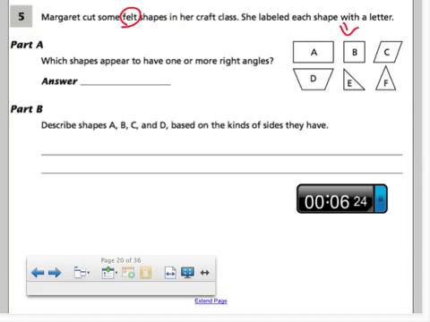Which shapes appear to have one or more right angles? So basically, we have to write down all the shapes that have one or more right angles. So there's only one thing to do. Go through the list, keep the ones that have right angles, cross off the ones that don't. So rectangle, right angle? Yes, because that's a perpendicular line right there. So we're going to keep them. B, square, right angle? Yep. Absolutely. Square is like the king of right angles.